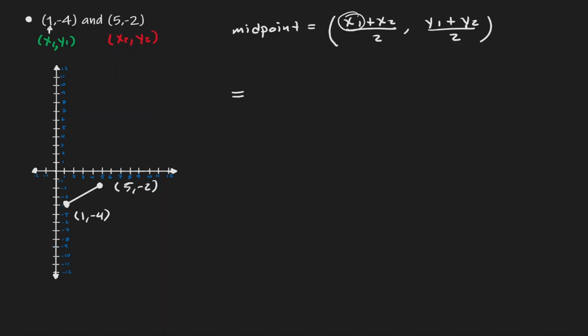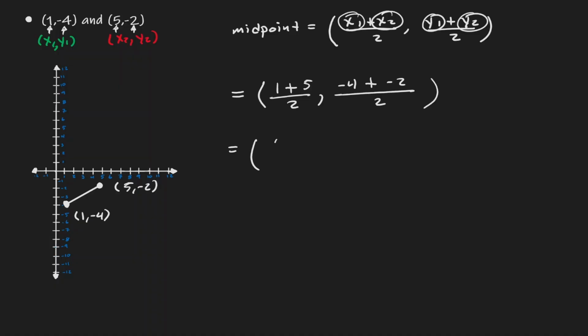x1, we have it as 1. x2, we have it as 5. y1, we have it as -4. y2, we have it as -2. Now let's simplify. 6 divided by 2, -6 divided by 2. We can simplify this a little further. That will give me (3, -3).